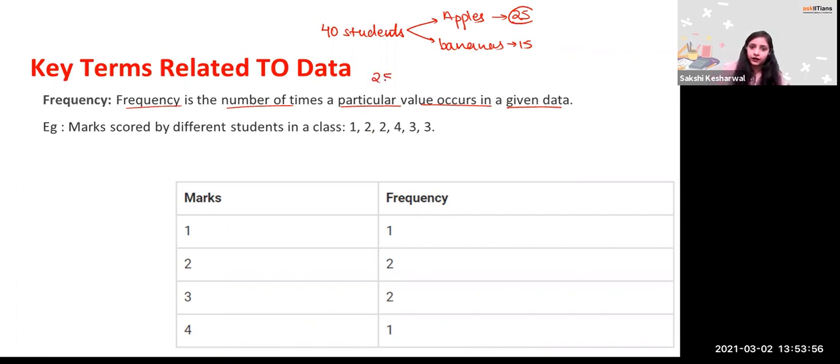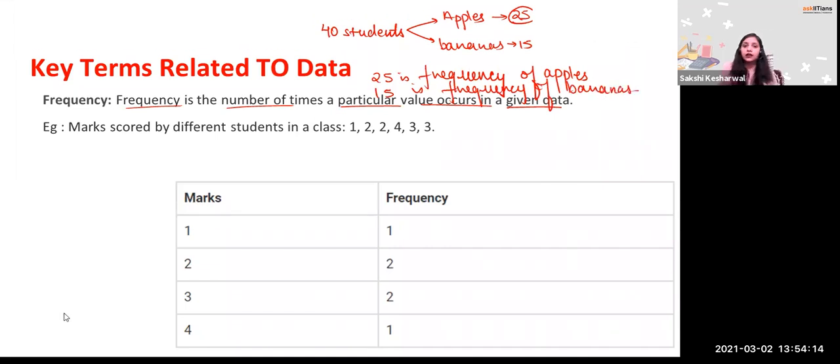25 is the frequency of apples, and 15 is the frequency of bananas. Frequency is the number of times a thing occurs.